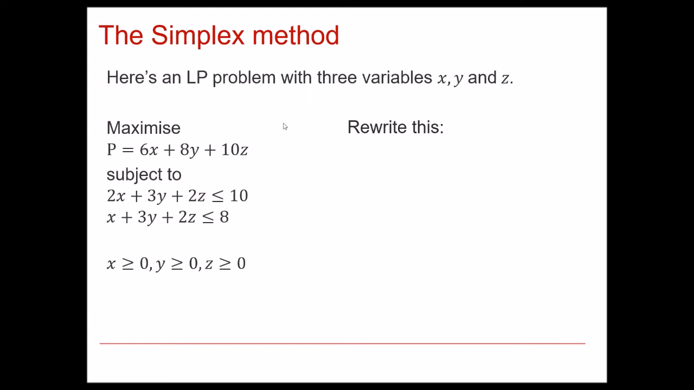So this is the example we're going to look at, and the first thing that we need to do is to rewrite both the objective function and the constraints into a format that we can put into the tableau. With the objective function, we make sure that everything goes on to the left, so we write that as p minus 6x minus 8y minus 10z.